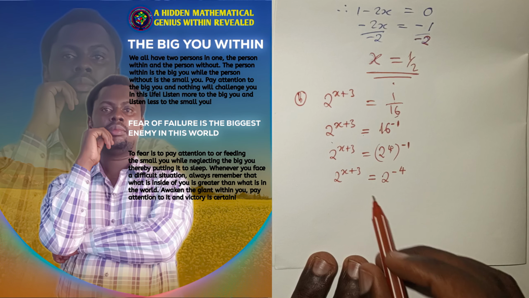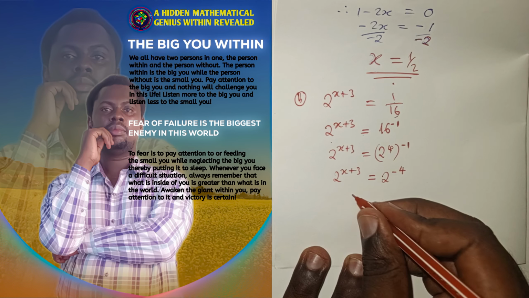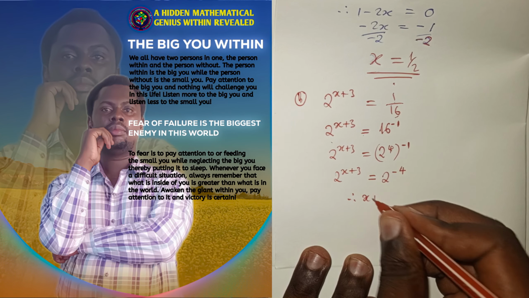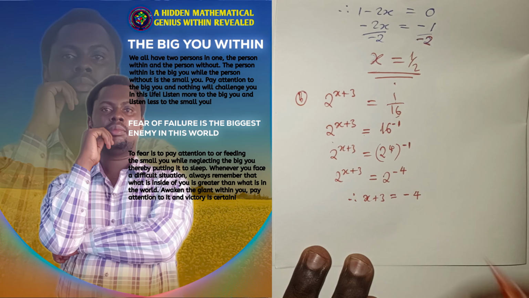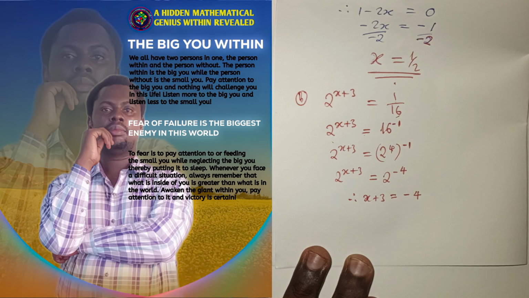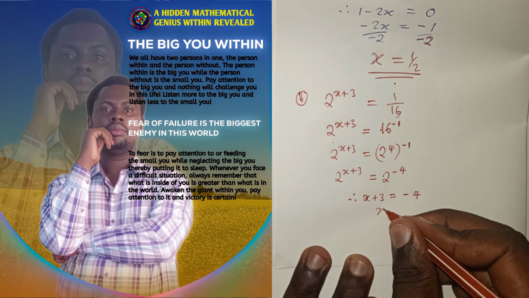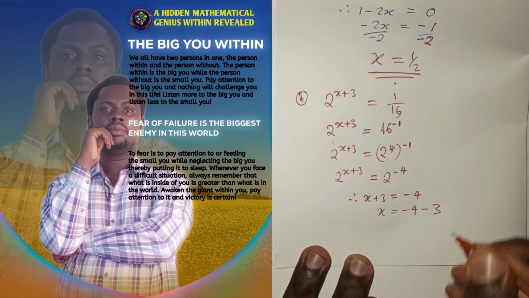Okay, we can see that here there is an equal sign. The bases are the same, so even the powers must be the same. So you say therefore x plus 3 is equal to negative 4. Okay, then for you to remain with x, here it is plus 3, this side it will be minus 3. So we are going to have x is equal to minus 4 minus 3.